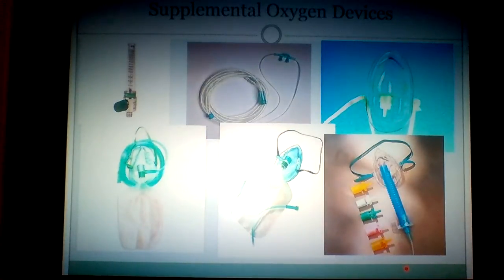The third picture is your simple mask, and that's exactly what it is. It is a simple mask. Nothing great and special is going on with it. It's going to give you about 40 to 60%. It's for short term. Nobody wants that goofy stuff on them. You can use it up to about 5 liters.